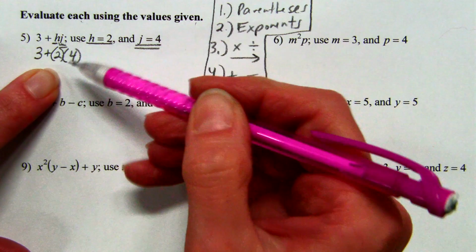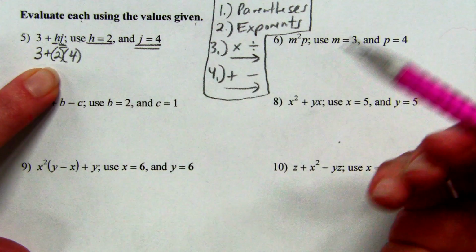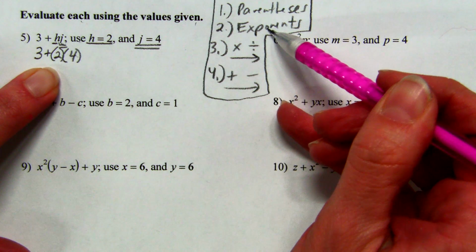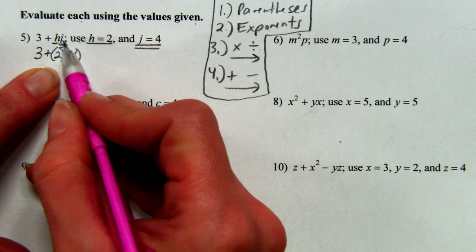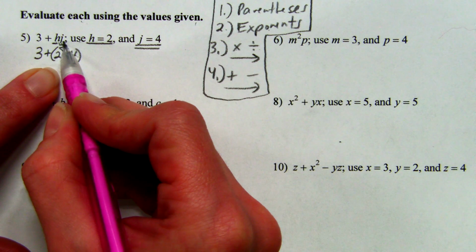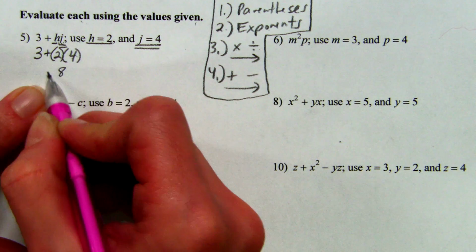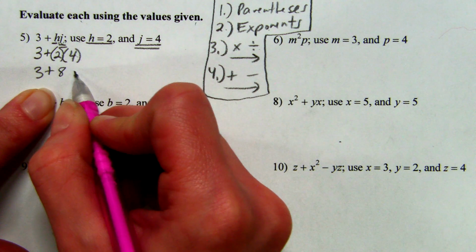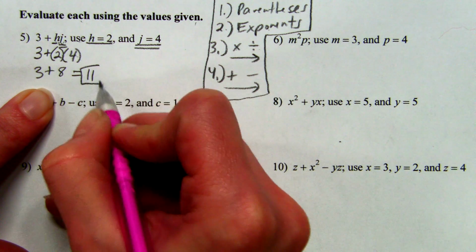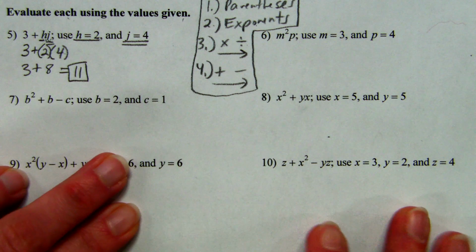We don't have anything to do inside these parentheses. I just added those to show the multiplication. We don't have any exponents, so the next thing we do is multiply and divide. This H and J were next to each other. That means multiplication, so this 2 and 4 are going to get multiplied. That makes 8. And then I can add the 3 to the 8, and we get 11. So make sure that you're following your order of operations.